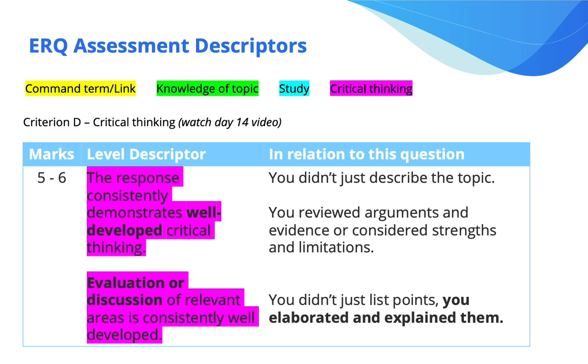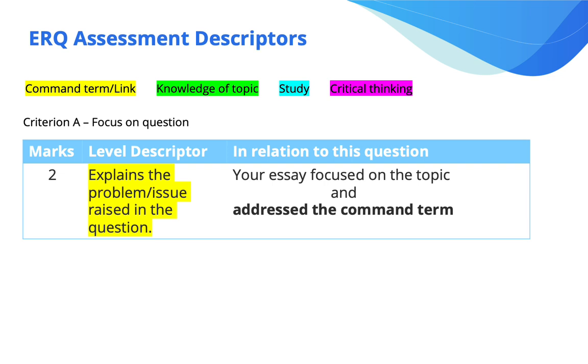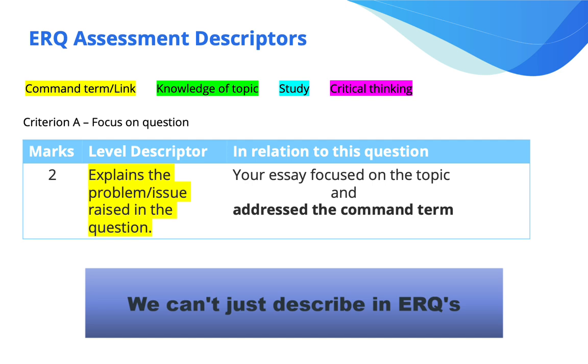But why is critical thinking so important in essays? Well, there's 6 marks just for critical thinking. The assessment descriptor clearly tells us that we need to show well-developed critical thinking to score the maximum marks. There's also 2 marks available for criterion A for critical thinking. In your essay, you will have to demonstrate critical thinking to score these 2 top marks. If you only write a descriptive essay showing knowledge and understanding and not showing critical thinking, you would not be able to score the full 2 marks for criterion A.